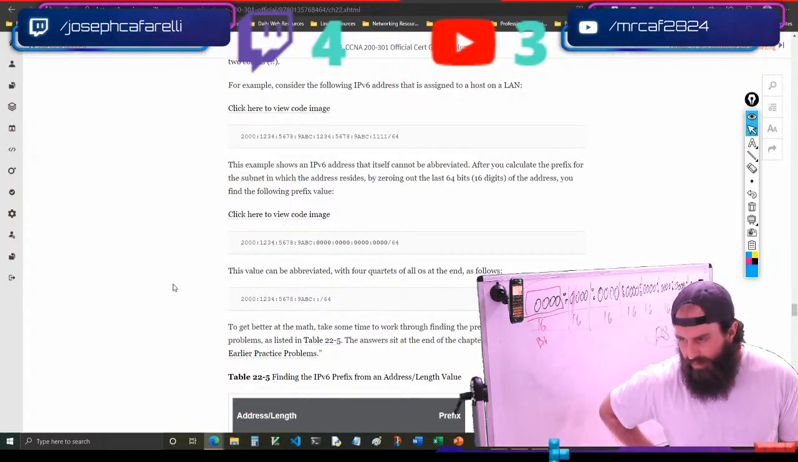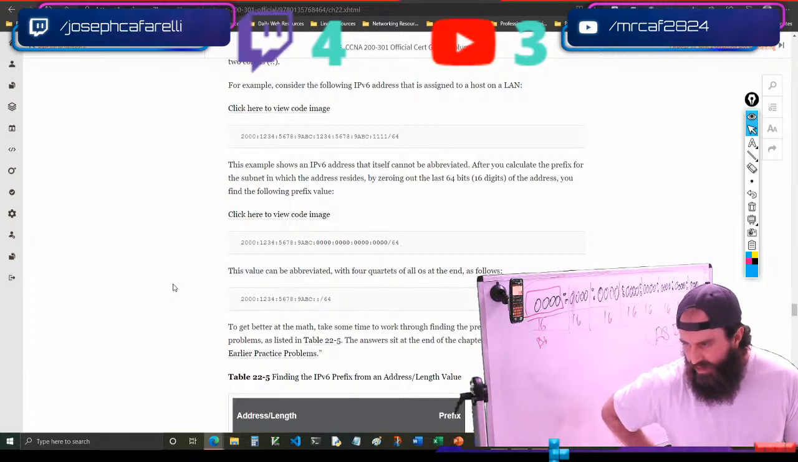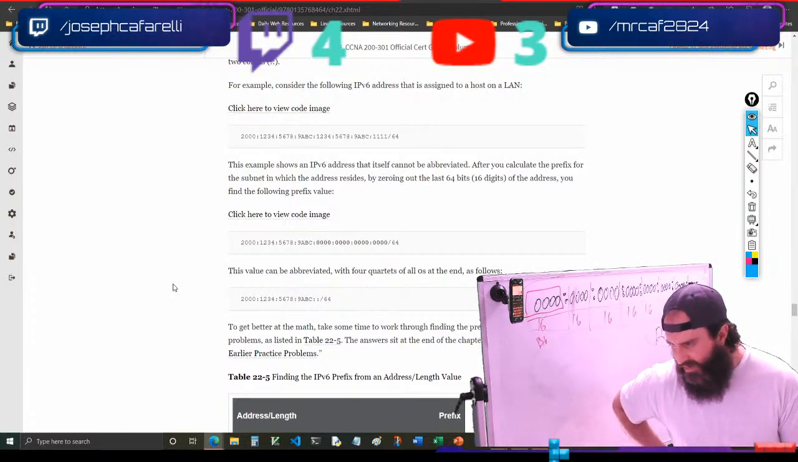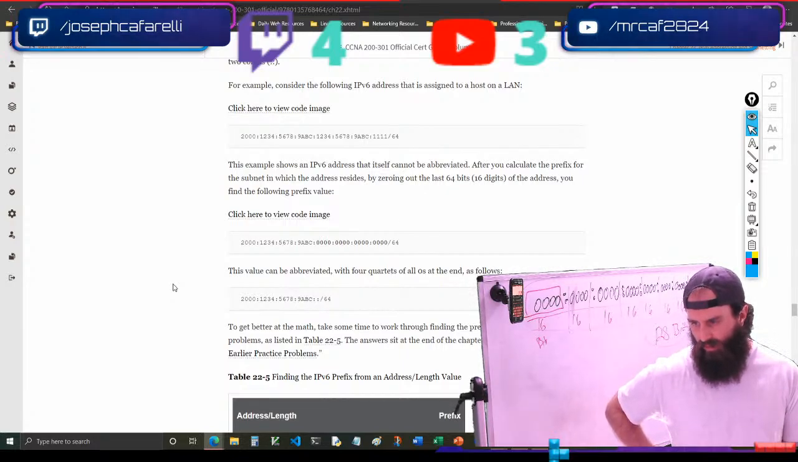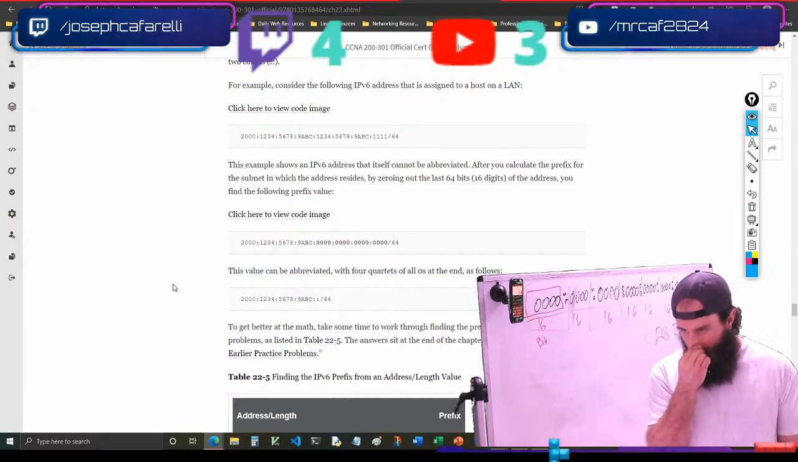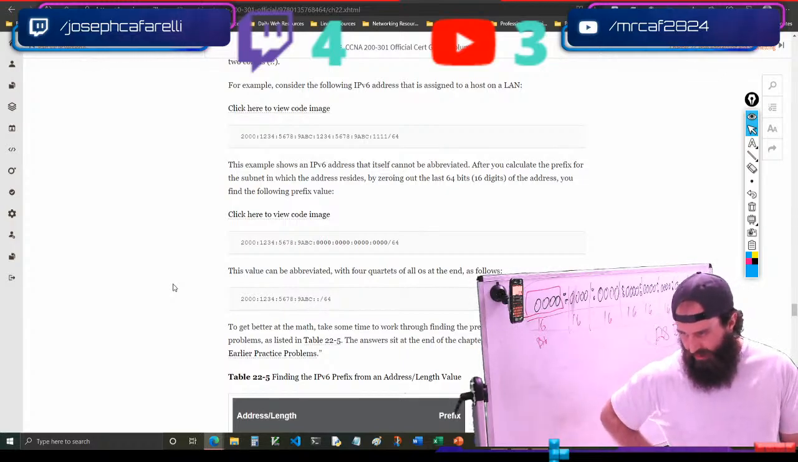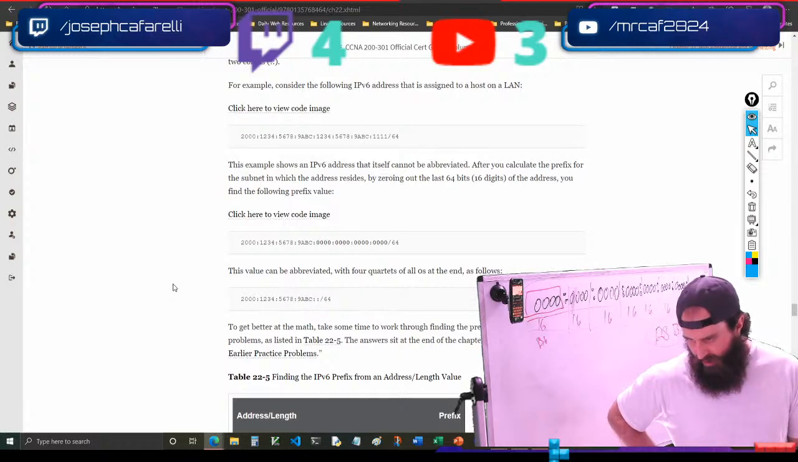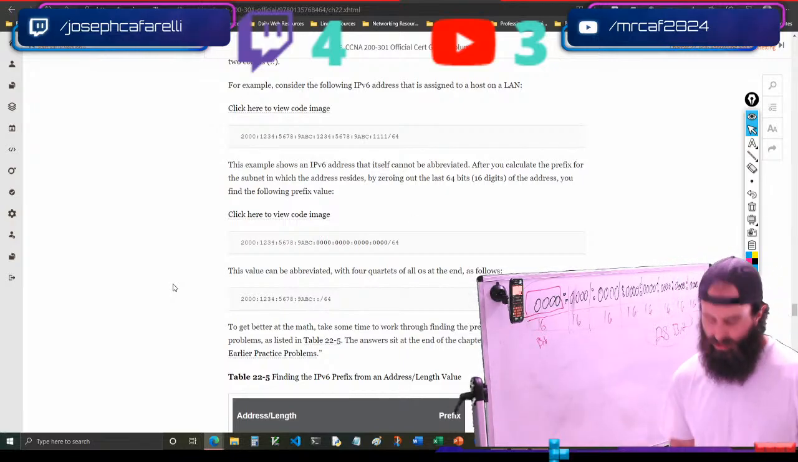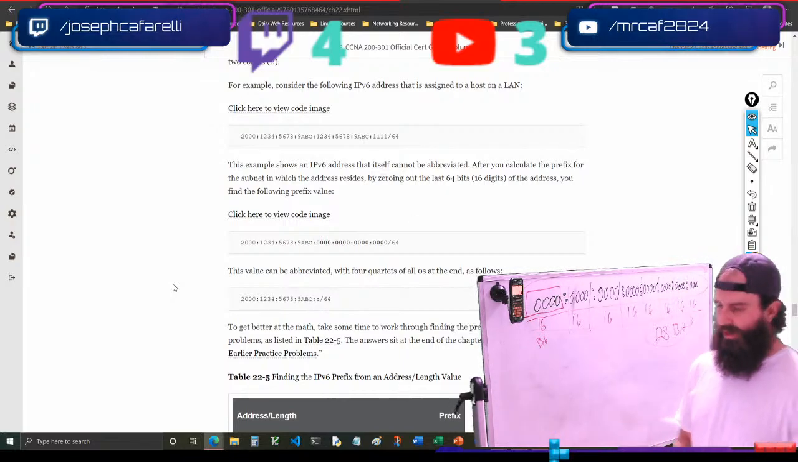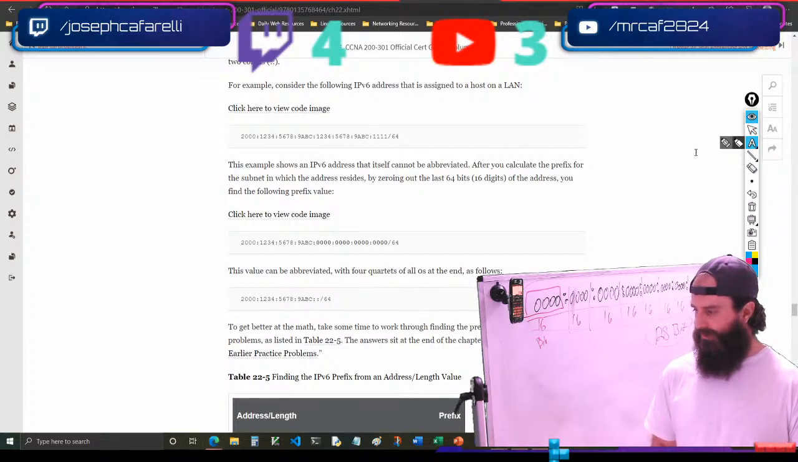The example shows the IPv6 address itself cannot be abbreviated. After you calculate the prefix length in which the address resides, by zeroing out the bits beyond the 64 bits, you find the following prefix. So let's do this problem real quick. Let's do it right on the screen, right underneath it.